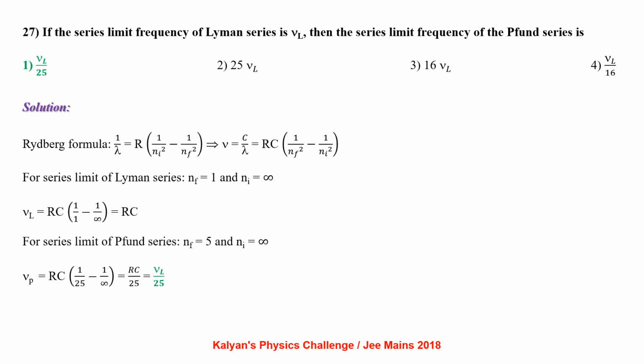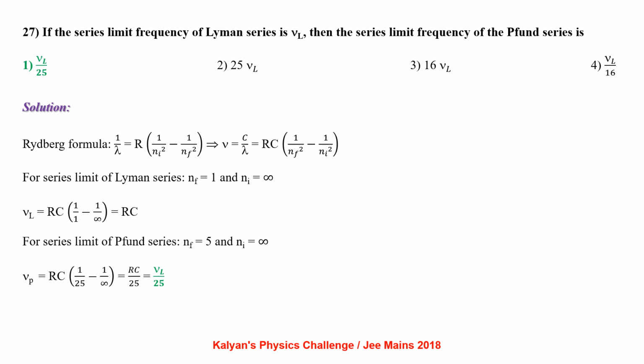If the series limit frequency of Lyman series is nu L, then the series limit frequency of the Pfund series is? Applying Rydberg formula, 1 by lambda equal to R times (1 by n initial square minus 1 by n final square). So nu equal to C by lambda, that is RC times (1 by n final square minus 1 by n initial square). For series limit of Lyman series, we have n final is 1 and n initial is infinity. So nu L equal to RC times (1 by 1 minus 1 by infinity), that is RC.